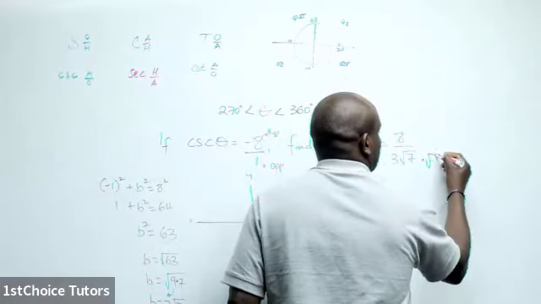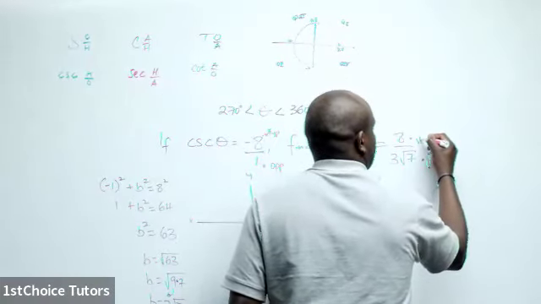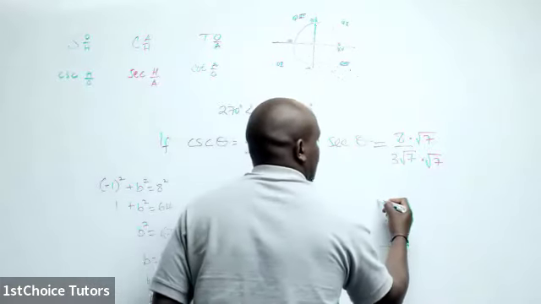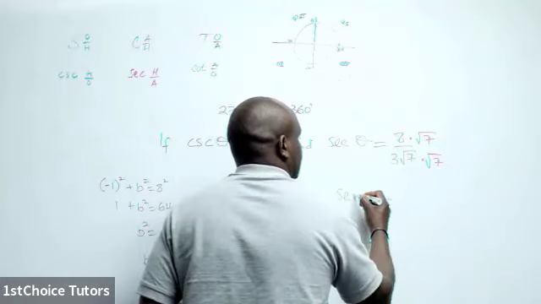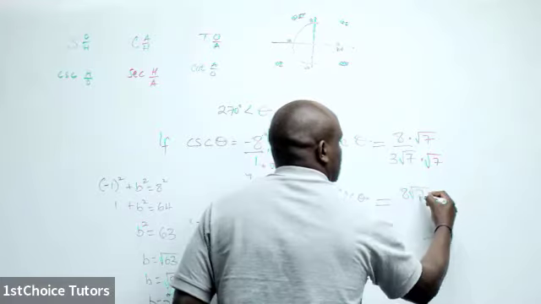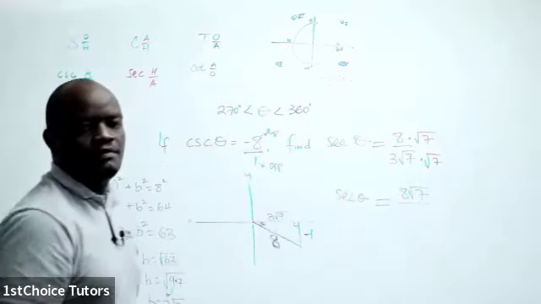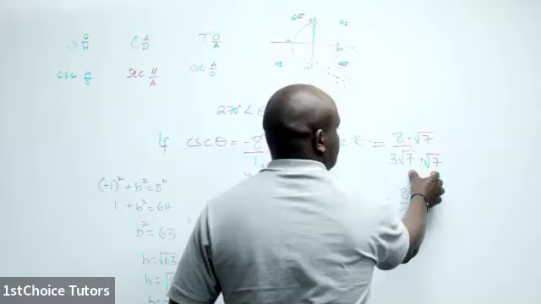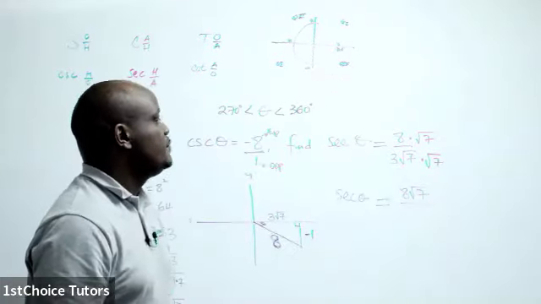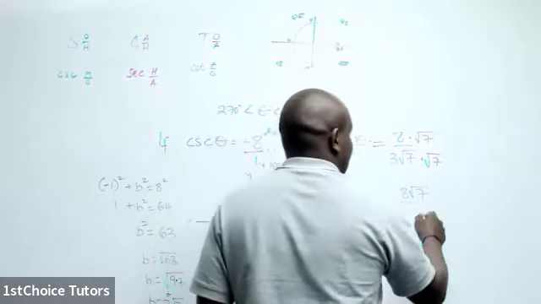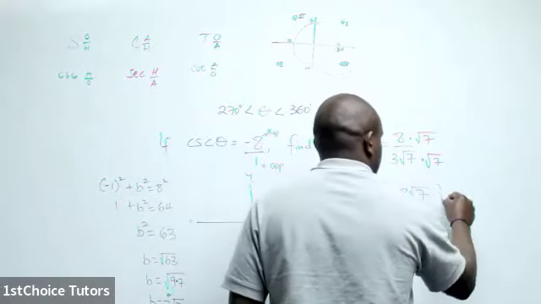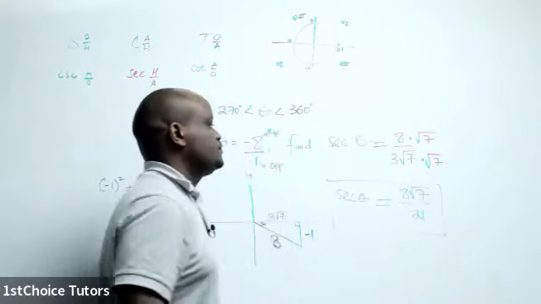Root 7 over root 7. What's your numerator? The numerator is going to be 8 root 7 over 3. Well, again, these don't cancel. So 21, because root 7 times root 7 is 7. 8 root 7 over 21 would be the secant theta. And that'd be the answer.